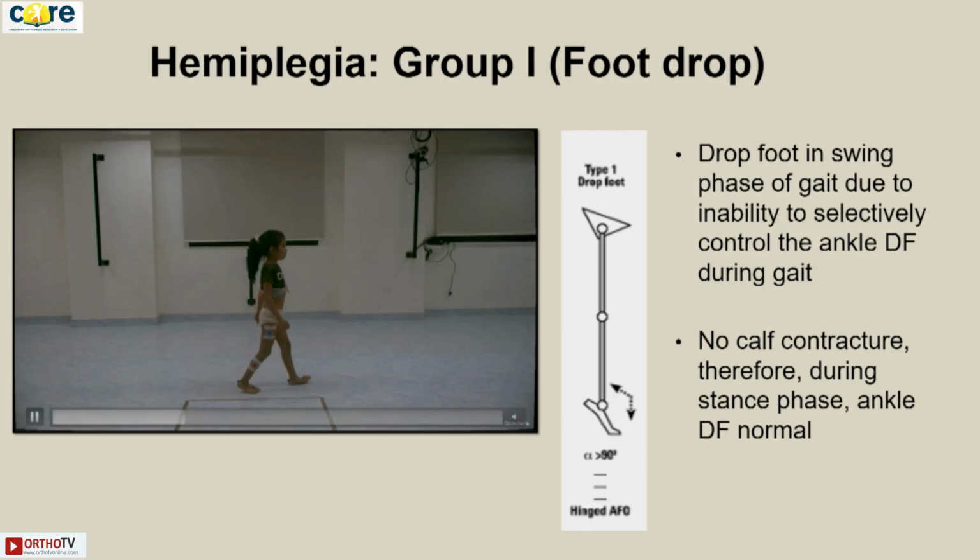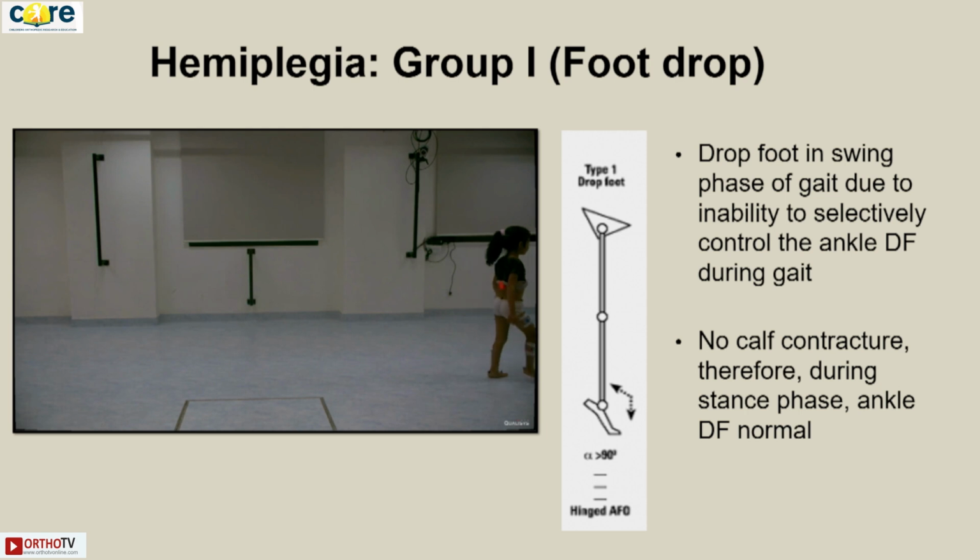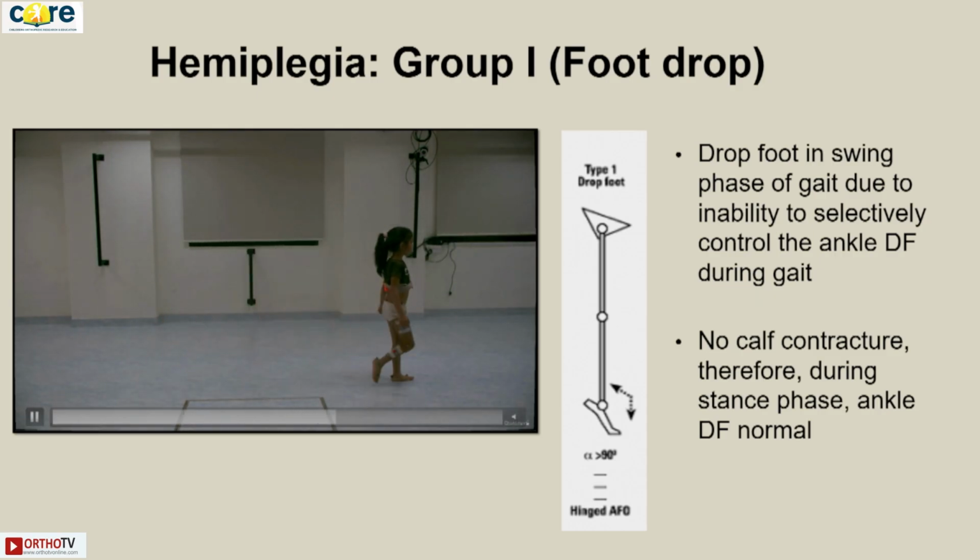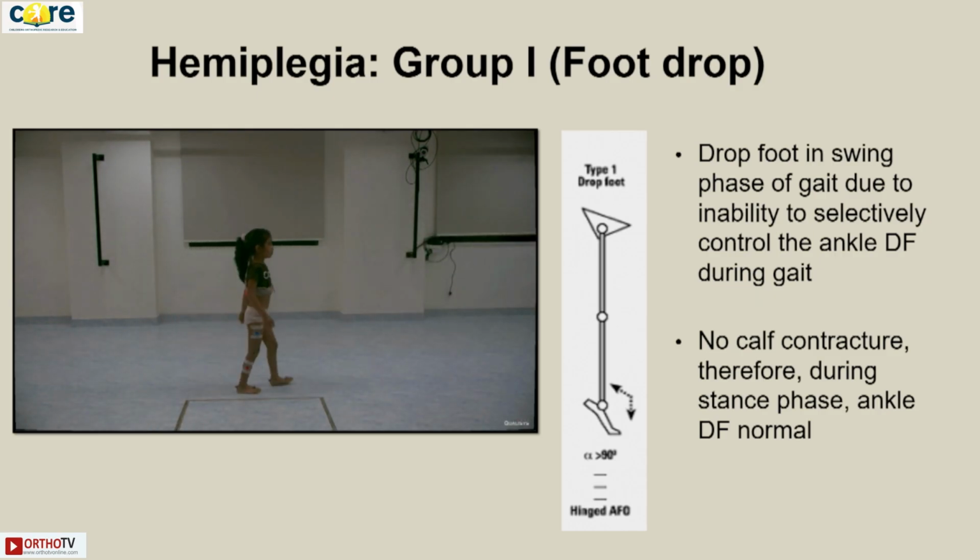This girl, if you see as she walks, she's got a right side foot drop. And so she doesn't clear the floor very well, she's got a foot drop in swing. And there's selective dorsiflexor weakness. But there's no calf contracture here. It's a pure foot drop gait.